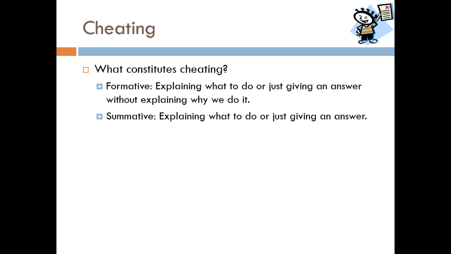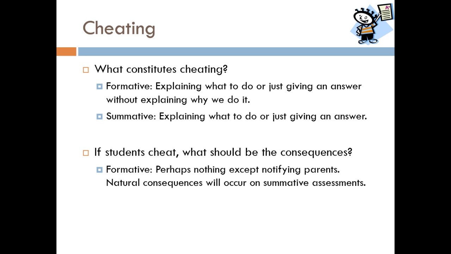Now, on a summative assessment, if you're explaining what to do or just giving an answer, even if you do explain why, it doesn't matter. It's not representative of what that individual student knows. It's representative of what you know because you're just giving that answer to this other student. And so that's cheating. All right, so what happens when we do cheat on these summative assessments? What are going to be the consequences?